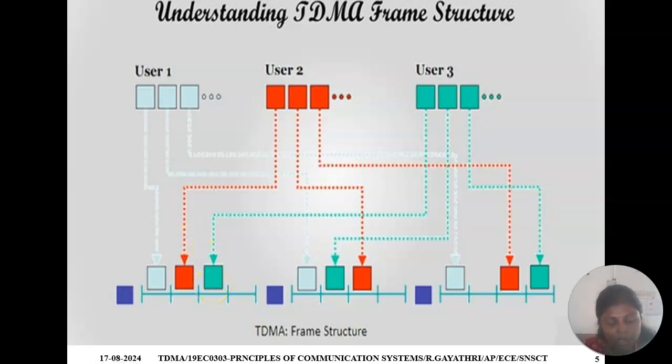And each time has a frame structure. A single user communicates many times: user 1 communicates in one time, then is allotted some other time again, and users 2 and 3 the same, then users 1, 2, 3 again. They communicate in different time periods, and each time is allotted.